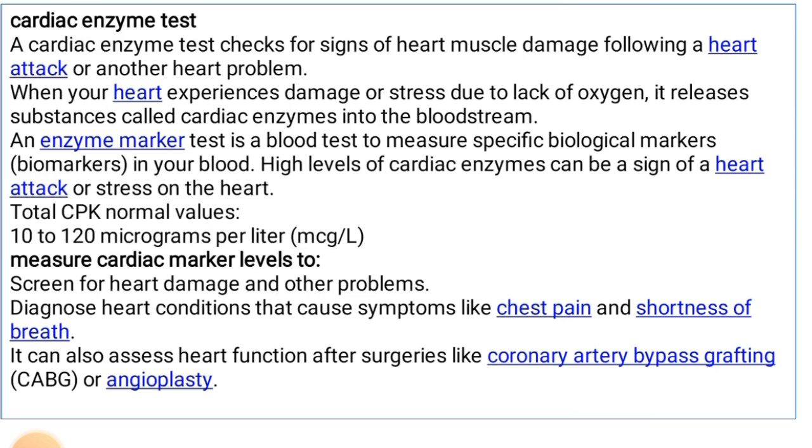And the third one is that it can also assess heart function after surgeries like coronary artery bypass grafting or angioplasty. So if a person has had an angioplasty or particularly CABG surgery, after that these biomarker tests are also done to screen the patient's health.